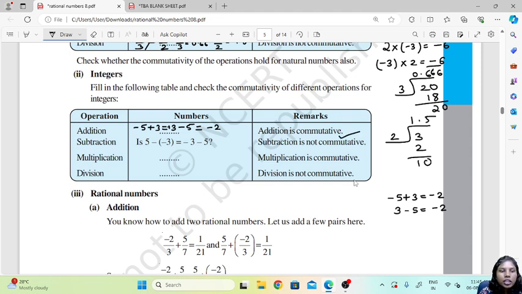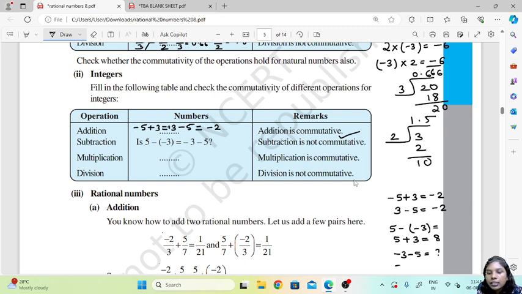Now subtraction. Say I have minus 5 and minus 3, so 5 minus minus 3. In this case, minus minus becomes plus, so 5 plus 3, and 8 will be the answer over here. Now the second way round is minus 3 and minus 5. In this case, this will again be plus itself, since minus minus will be plus.